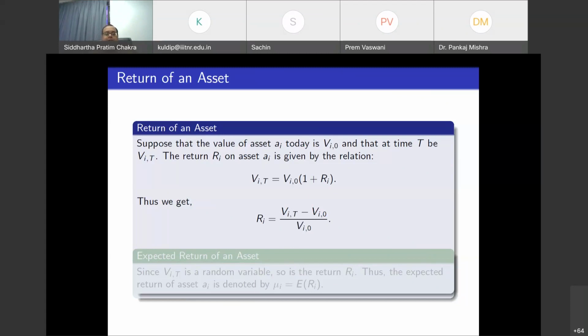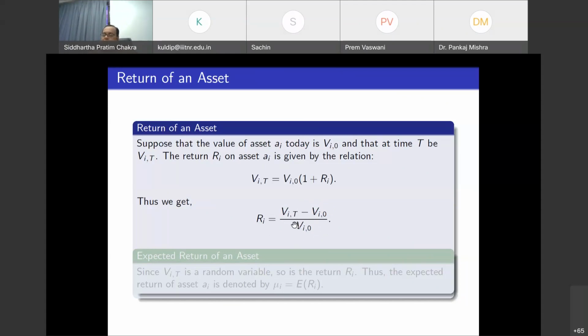Now, remember that at the beginning I had said that the initial investment V_i0 on this asset is a known quantity, because you know the value of the asset at time t equal to 0. But sitting at time t equal to 0, you may know what V_iT is or you may not know. So if your asset A_i is a bond, then of course you will know what V_iT is.